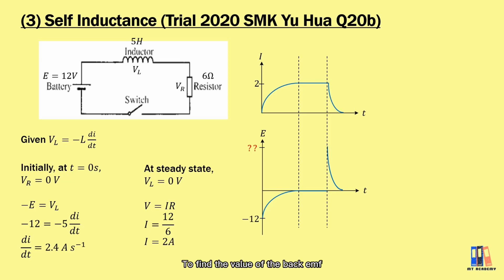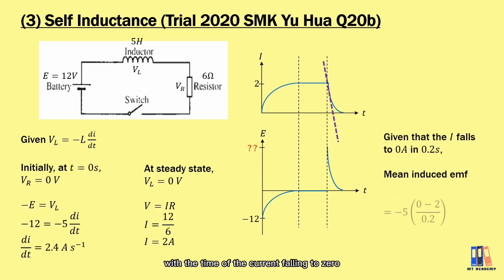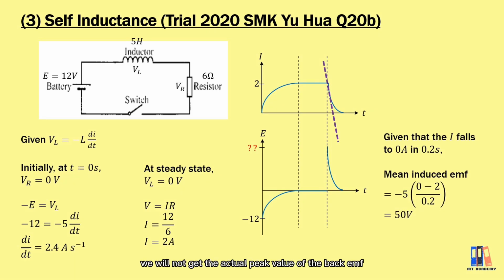To find the value of the back EMF, if you are given the rate of change of the current, you can substitute into the formula to obtain the back EMF. But if you are only given the time for the current to fall to 0, we will not get the actual peak value of the back EMF, but only the average induced EMF. Substitute in the values, and you will get 50 watts as the average induced EMF in this case.